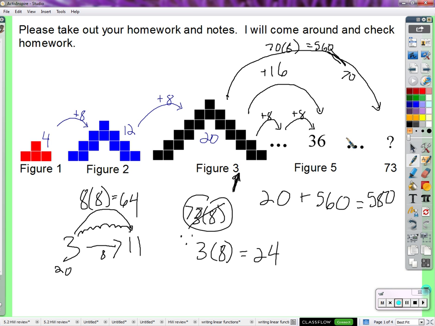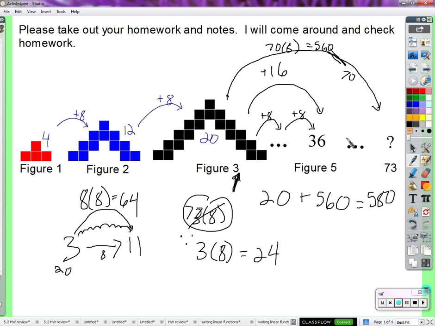Let's think about it this way. Let's think about 73 times 8. Let's say it this way. People are concentrating on trying to get from figure 1 all the way to whatever figure you want. Does that seem right? Like, why would I start with figure 3 or figure 5? Let's just start at the beginning and figure out a way to get wherever I want to go. Does that make sense?